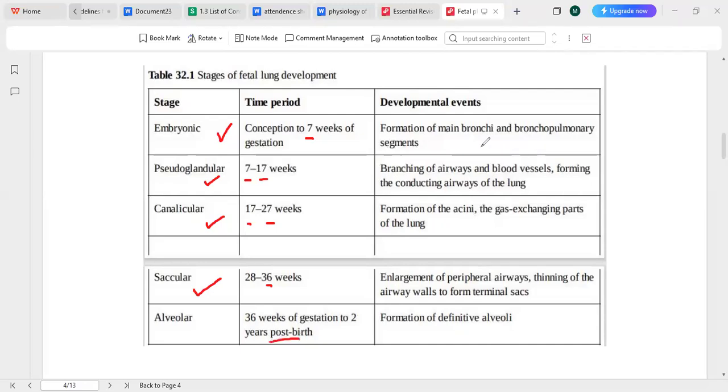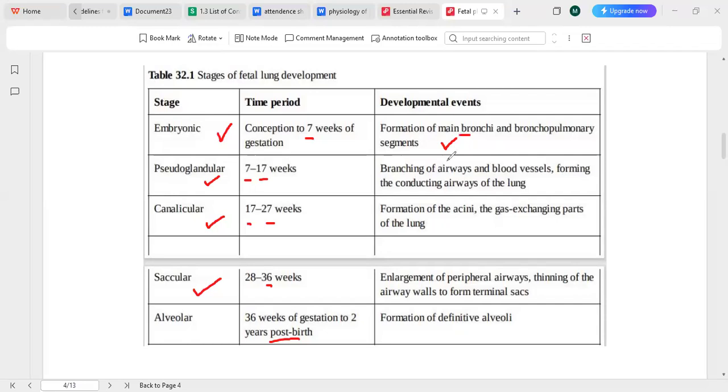Okay, what happens? We have formation of the main bronchi and bronchopulmonary segments first. I have shared a very good picture in the file of the embryology. In the embryology section, I've already discussed this, but it is also a part of fetal physiology, the lungs of the fetus. So I have shared the table again here, but you can go through the notes of the respiratory embryology from the embryology section.